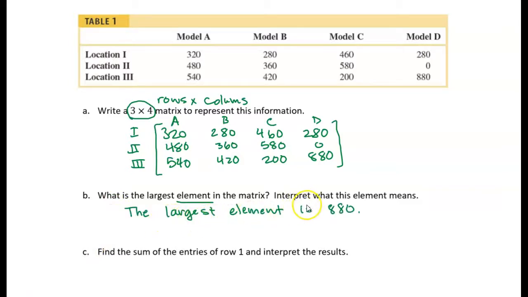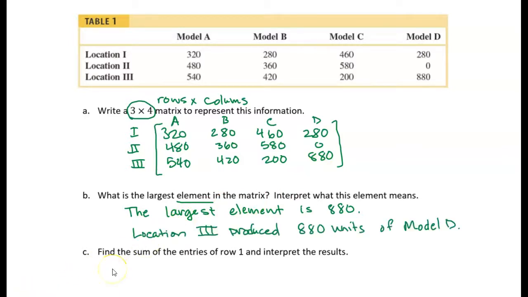And then it's asking us to interpret what this means. Well, based on how the matrix was constructed, this 880 is in row 3, which means it came from location 3. That's the number produced at location 3. The column is the Model D loudspeakers. So this is just telling us that location 3 produced 880 units of Model D.